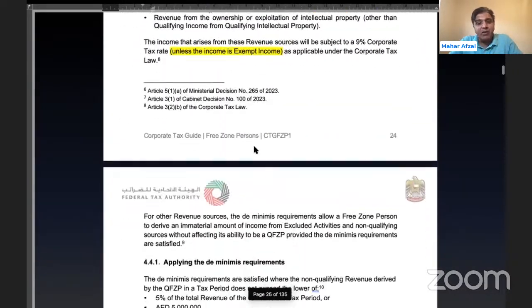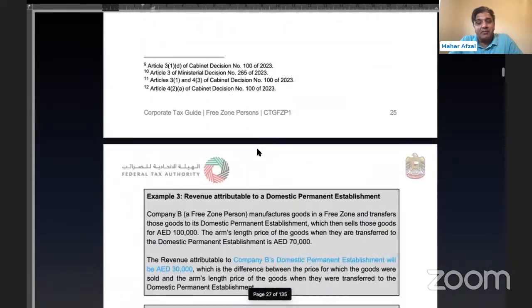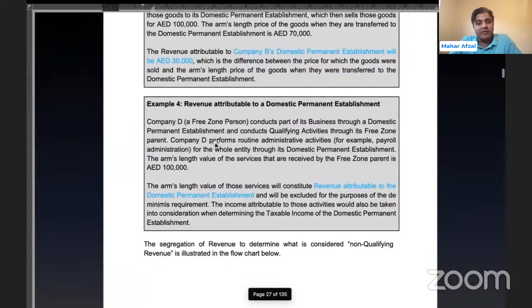De minimis criteria we have already discussed in detail. De minimis requirement, I already discussed the examples. Basically, this example we have already discussed.